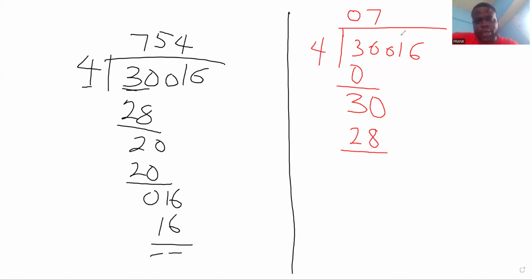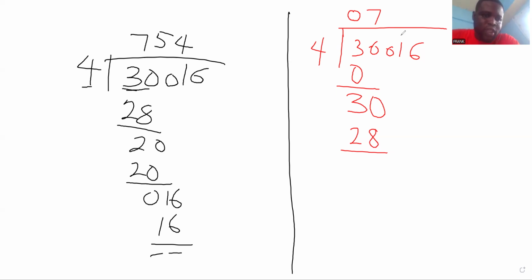Today, I want to correct some misconceptions so far as long division is concerned. Let's start by looking at how students think, how they solve long division questions, like the one at the left side of your screen. 30,016 divided by 4. How do we go about it?